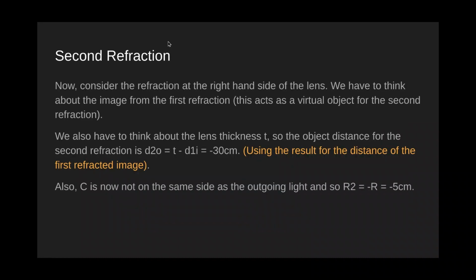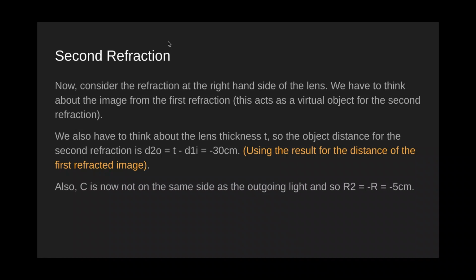Now we need to consider the distance of the object. The distance of the second object is equal to, we need to think about the thickness of the lens. So we take the thickness of the lens and subtract the distance of the image created from the first refraction, if that makes sense. We have our radius equals 5, so that means the diameter of the lens is 10 centimeters. And we know that the image created from the first refraction was 40 centimeters, so we do 10 minus 40 to give us minus 30 centimeters.